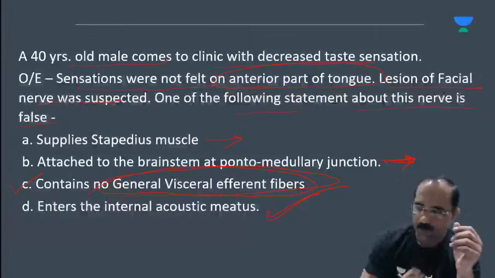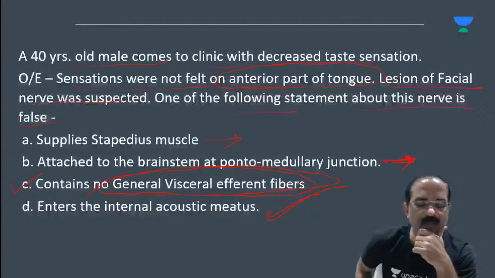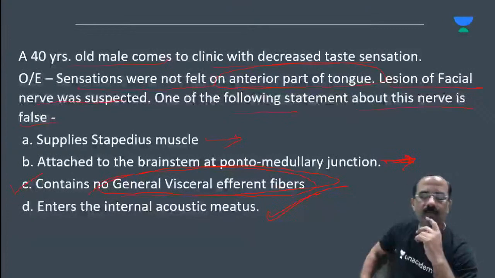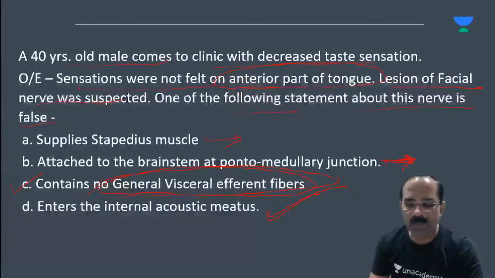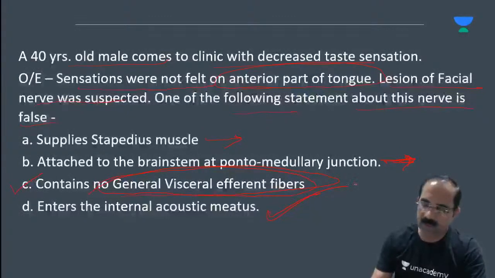What do the general visceral efferent fibers supply? Answer, students. What do they supply? General visceral efferent fibers supply the glands. They supply the glands. The general visceral efferent fiber supplies the glands.